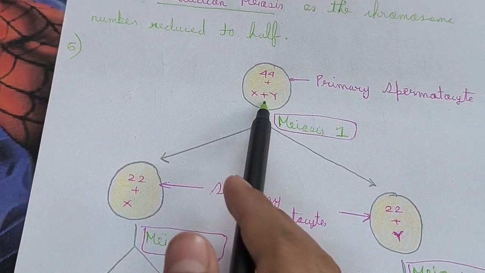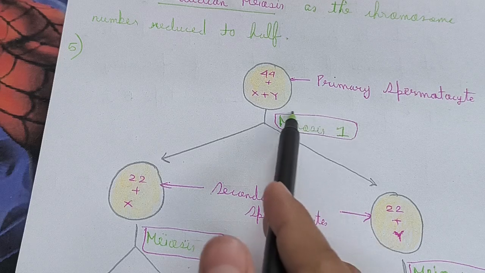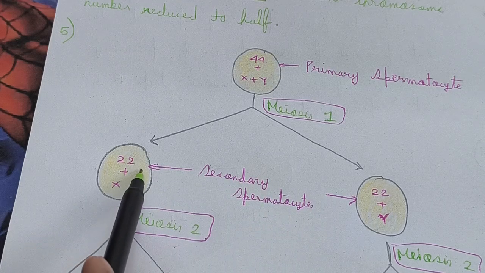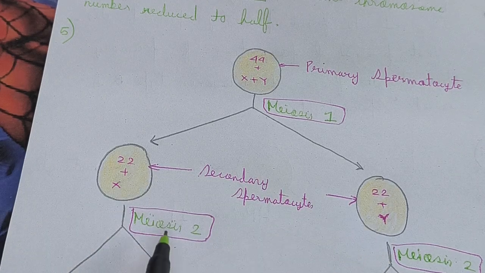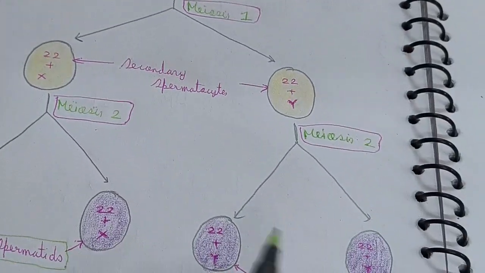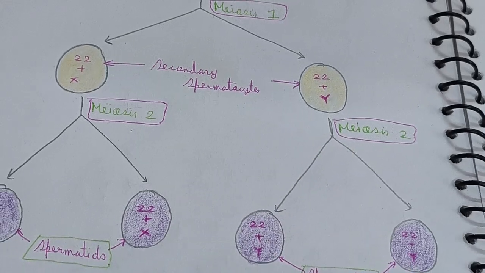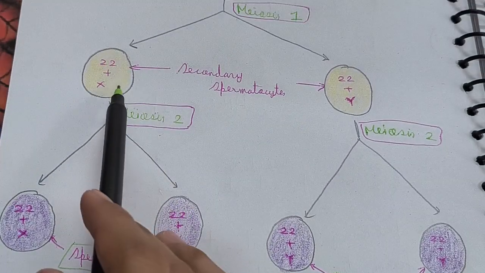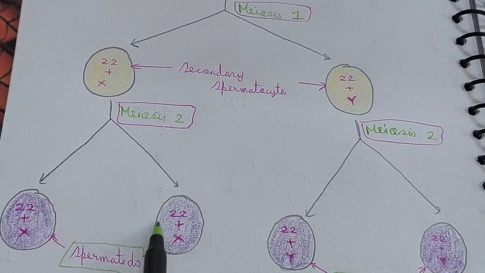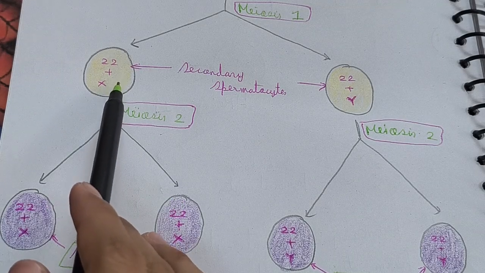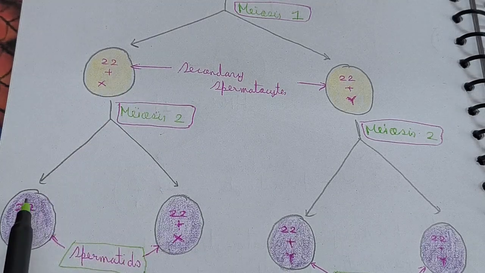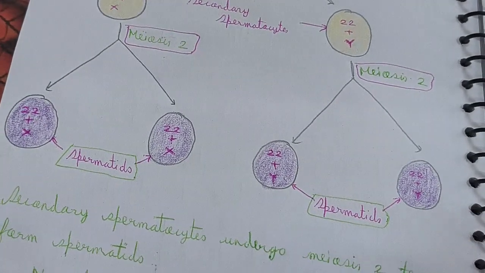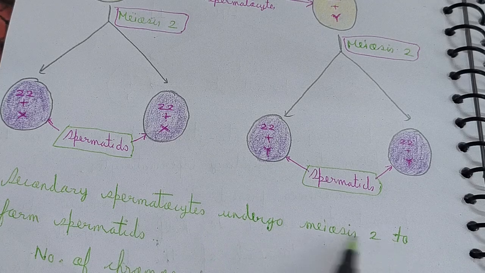Now in the next diagram you can see this is the primary spermatocyte. It undergoes meiosis 1 to form two types of secondary spermatocytes, 22 plus X and 22 plus Y. Each secondary spermatocyte again undergoes meiosis 2 to form spermatids. The chromosome number present in each spermatid is the same as the chromosome number present in the secondary spermatocyte from which it is obtained: 22 plus X, 22 plus X, 22 plus Y, 22 plus Y. So secondary spermatocytes undergo meiosis 2 to form spermatids.